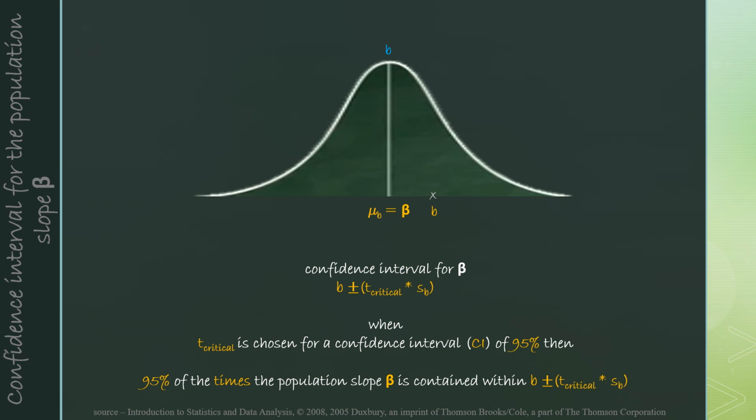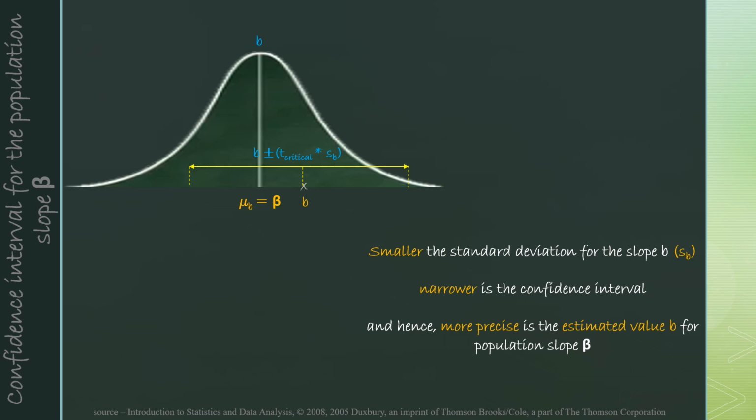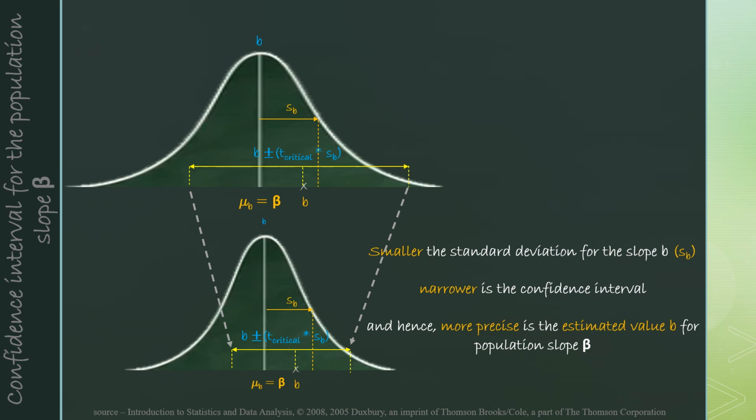The confidence interval for the slope of the population regression line beta is given by b plus or minus t critical multiplied by SB. When t critical is chosen for a confidence interval of 95%, then 95% of the times, in other words, in 95% of the sampling instances, the population slope beta is contained within the interval b plus or minus t critical multiplied by SB. The smaller the standard deviation for the slope b, the narrower is the confidence interval, and hence the more precise is the estimated value b for the population slope beta.